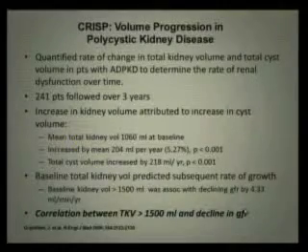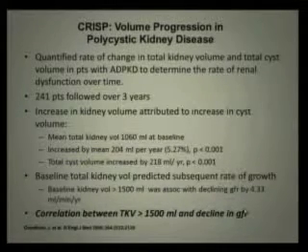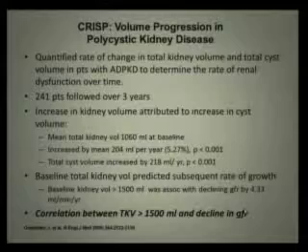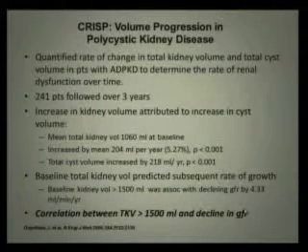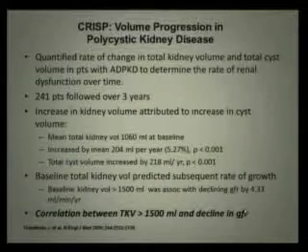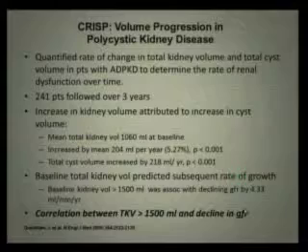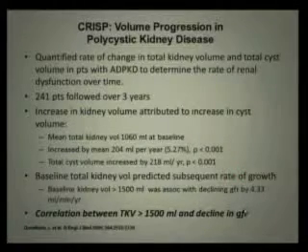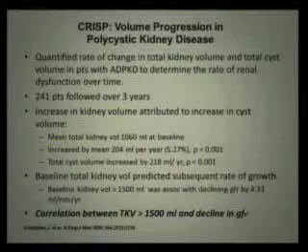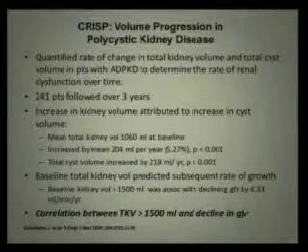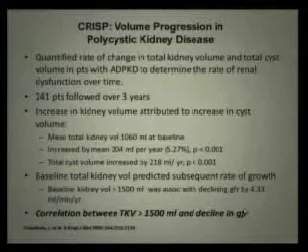So this is the CRISP study, and this study quantified the rate of change in total kidney volume and compared that to the rate of change of the cysts in the kidney, the cysts alone. And what they determined was that as a kidney increased in size over 3 years, almost the entire increase was due to the cysts. So the increase in the size of the cysts is causing the total kidney volume to increase, okay?